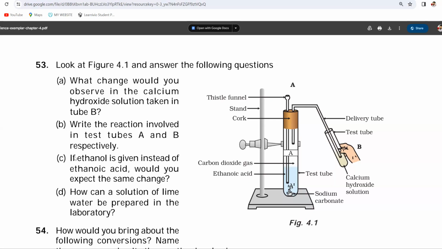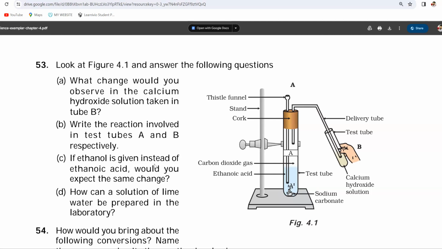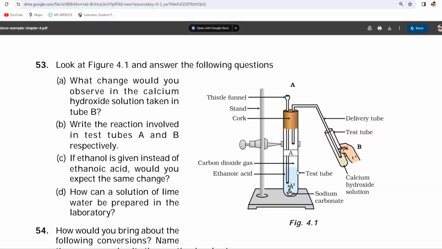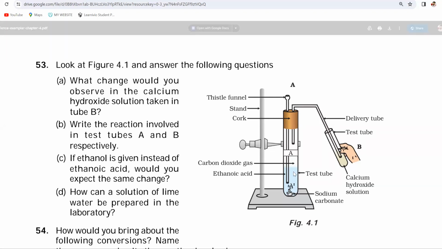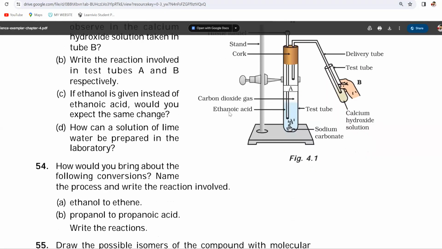So here we have a reaction. This is ethanoic acid, and there is sodium carbonate here. Sodium carbonate when reacting with acid will give you carbon dioxide plus water. But if you have ethanol here, then no carbon dioxide will be produced. Okay. We will discuss this one later.